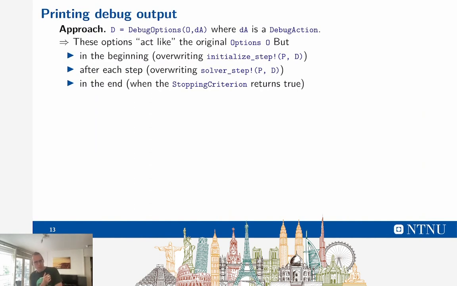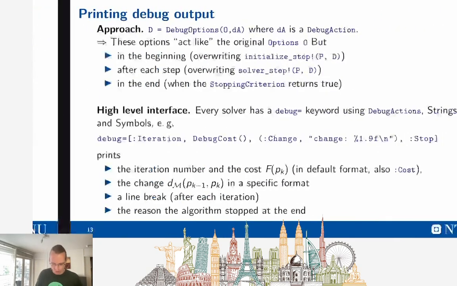The next two things are how to print debug. That is a decorator for the options. They get encapsulated in debug options. So O is our original options, and we make the D debug options. Then there's a special dispatch for initialize step and solver step that does the original initialization or step and performs debug output. The same at the end when the stopping criterion returns true, then a certain debug action is called, DA, that basically prints details you want to provide.